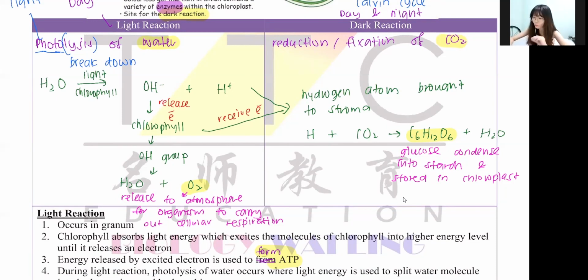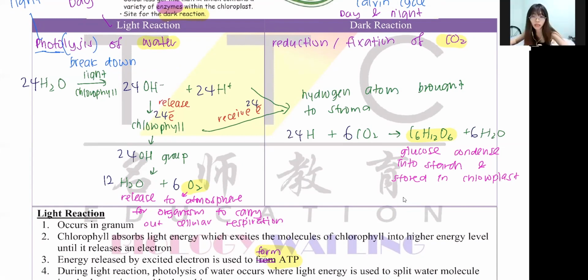But if you want to write a complete equation for that, for water, starting point, we have 24 OH minus, 24 H plus. They will release 24 electrons to the chlorophyll. You will form 24 OH group. And then you will form 12 water, 6 oxygen, receive 24 electrons. They will form into 24 hydrogen, 6 carbon dioxide, and 6 water molecules.